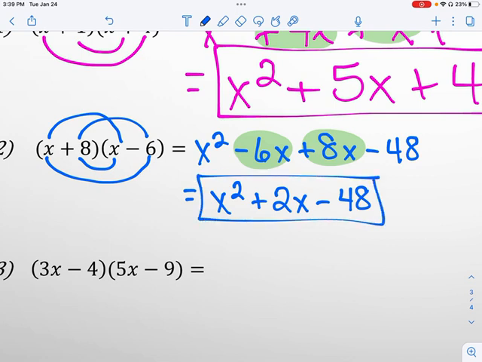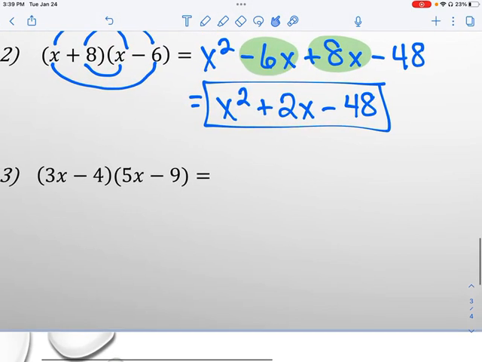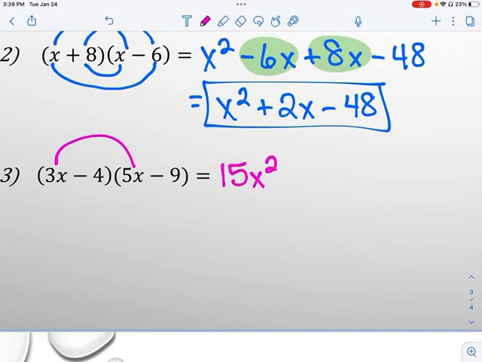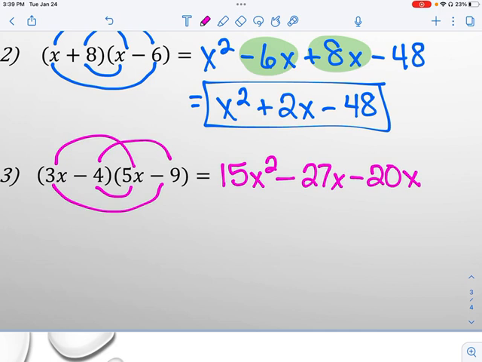Okay, now we're going to throw some in that have other coefficients. So let's take a look at number 3. So here we have 3x minus 4 times 5x minus 9. So we're going to start off first times first, 15x squared. Outside, negative 27x. Inside, negative 20x. Last, positive 36.